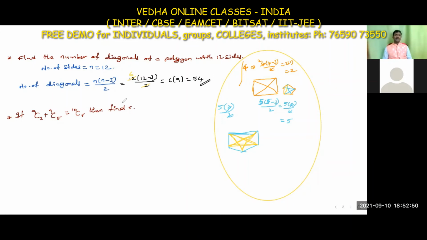So next, 9C3 plus 9C5 is equal to 10CR. Then find R. So take the LHS. LHS is equal to 9C3 plus 9C5. Now here we are using a formula. What formula can we take here? NCR is equal to NC(N minus R). I am taking this formula here.